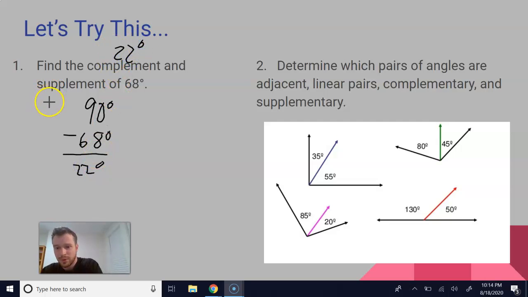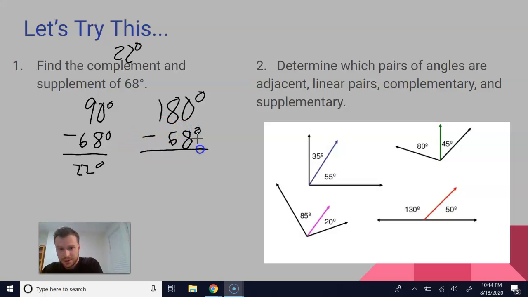Now to find the supplement, I know that supplementary angles are 180 degrees. So to find the supplement, I'm going to subtract 68 degrees from 180 degrees. And that's going to give me 112 degrees.